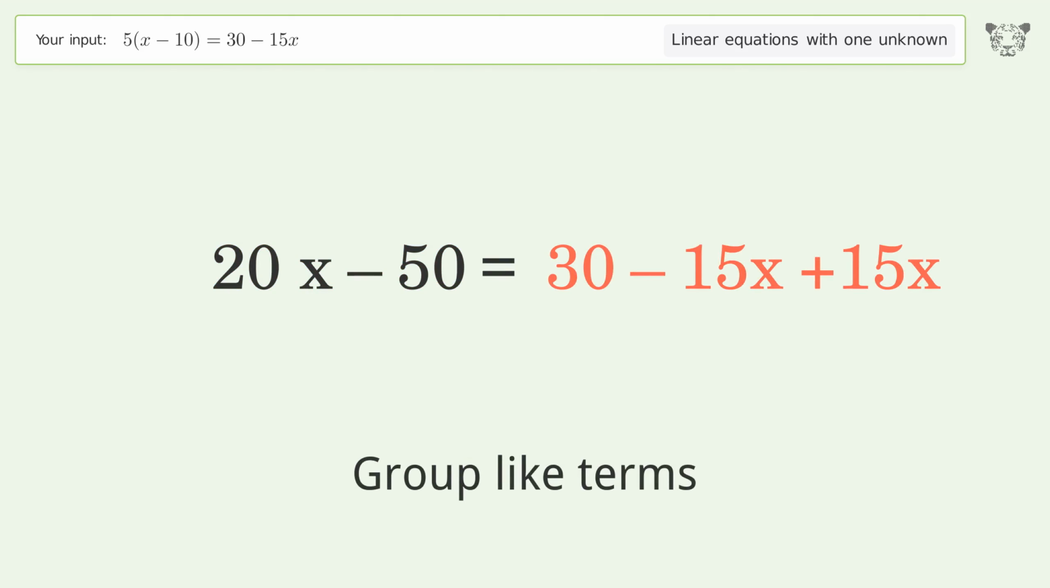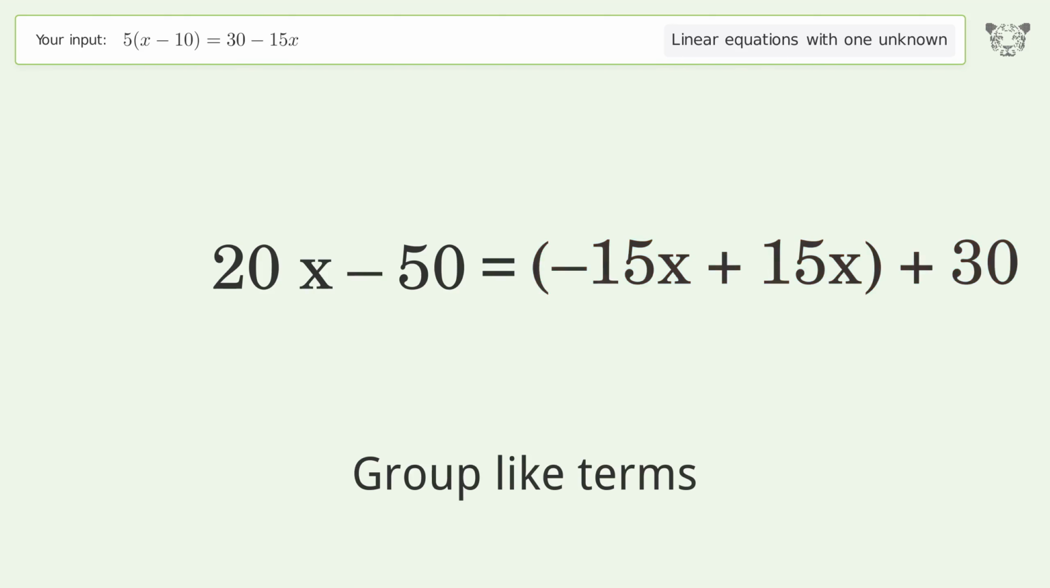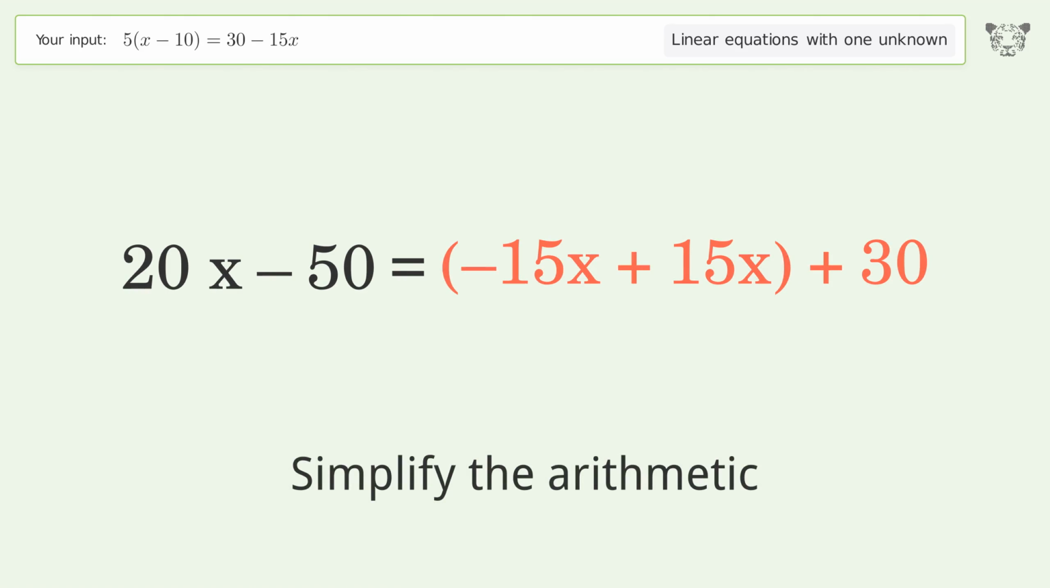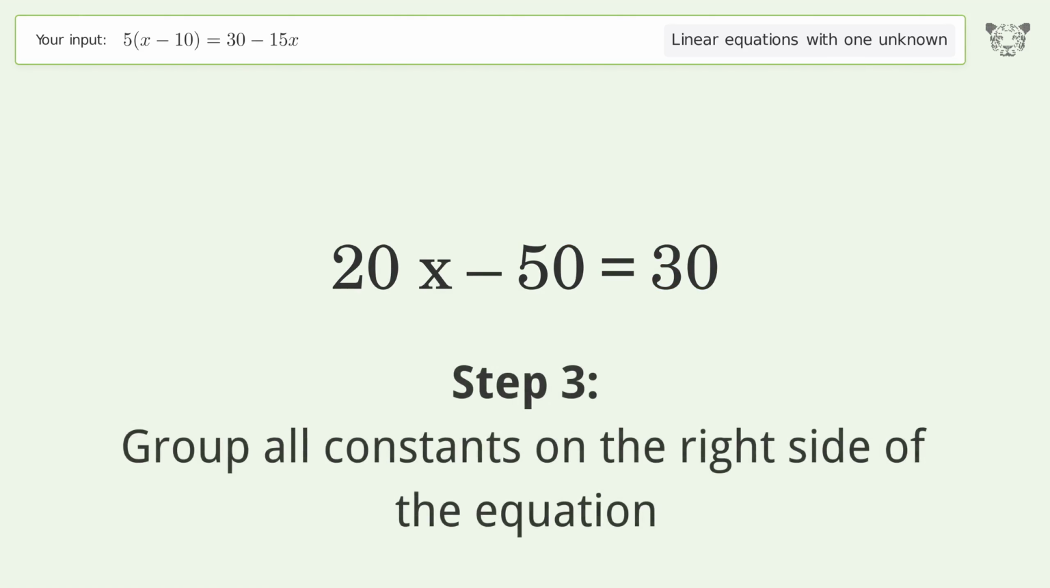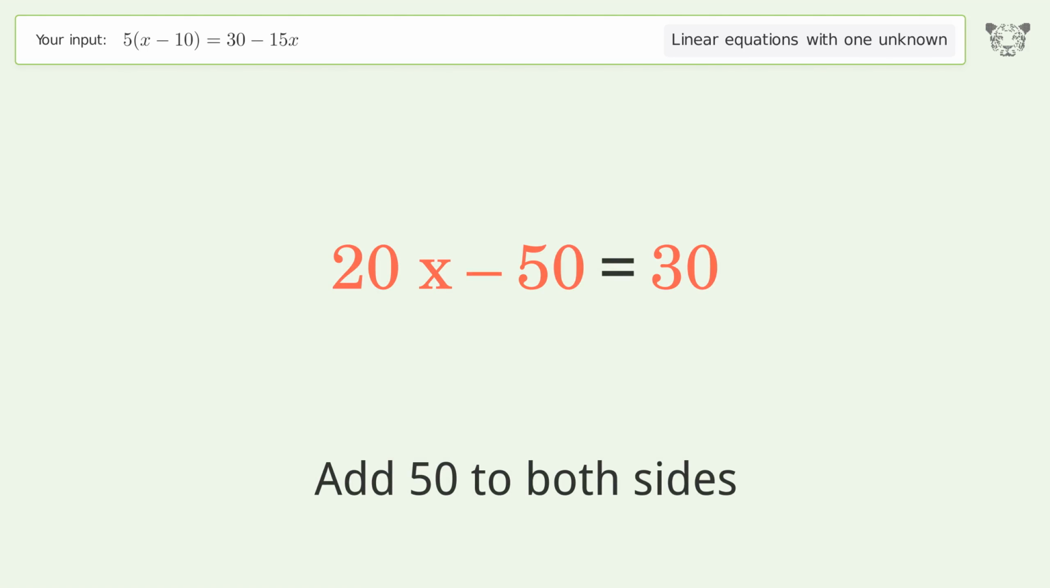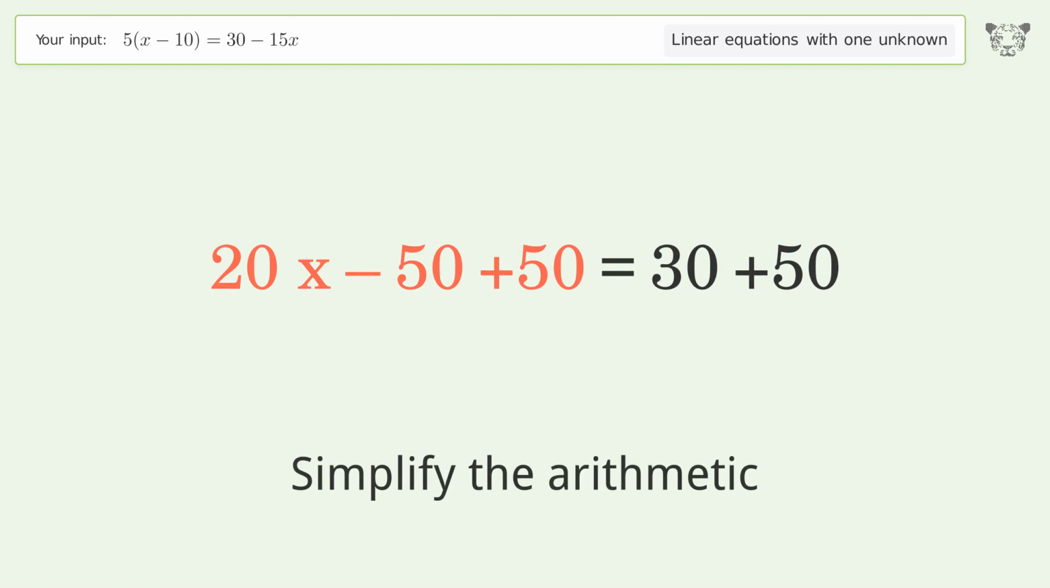Group like terms. Simplify the arithmetic. Group all constants on the right side of the equation. Add 50 to both sides. Simplify the arithmetic.